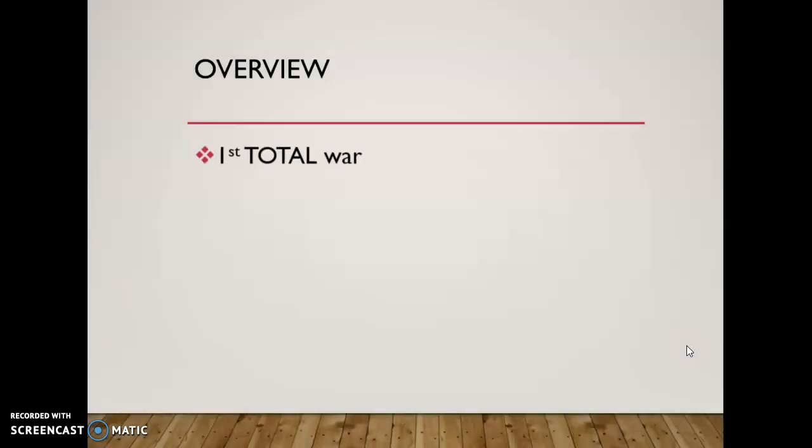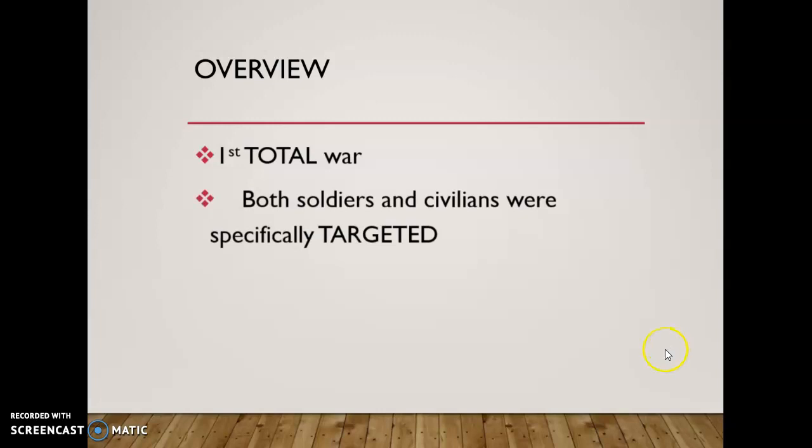As an overview, one of the things that we should know is that this is the first total war. What is a total war? It means that both soldiers and civilians are specifically targeted. Now, obviously soldiers have always been targeted, and in every war prior, civilians have always ended up as casualties of war, but until World War I, they were never the specific targets.